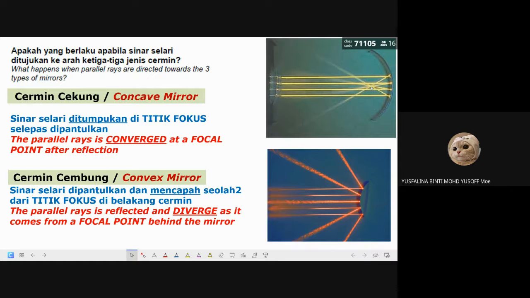While for the convex mirror, the parallel rays are reflected and diverged as if they come from the focal point behind the mirror. So for the convex mirror, all the light rays will be diverged. If you make the lines longer at the back of the mirror, they will meet at one point, which is called the focal point. So it's opposite. For the convex lens, all the light rays will meet at one point, the focal point. But for the convex mirror, all the light rays will be diverged. And for the concave lens, all the light rays will be diverged, but for the concave mirror, all the light rays will be converged into one point. So you need to remember, don't be confused.